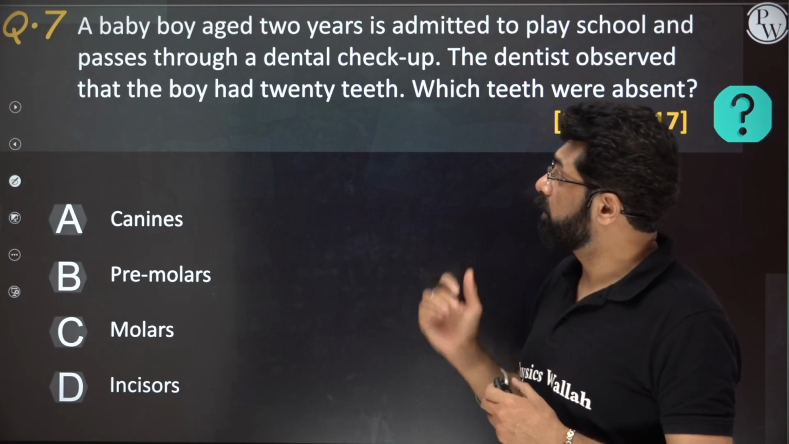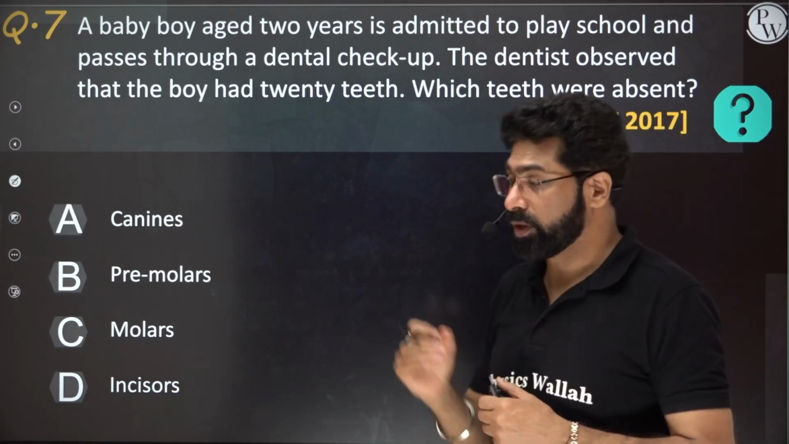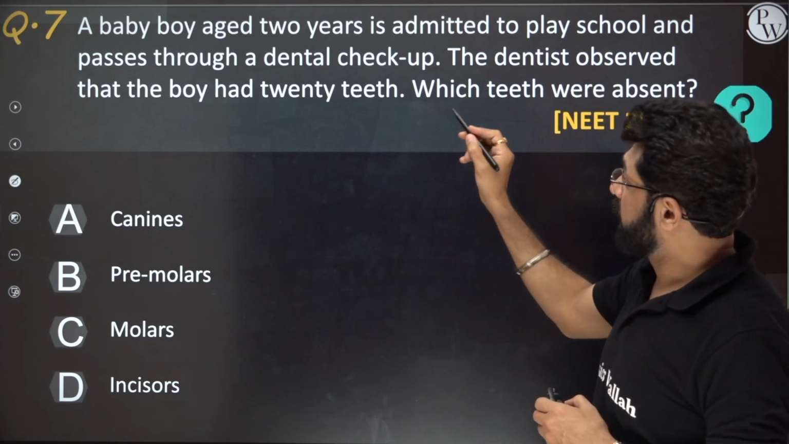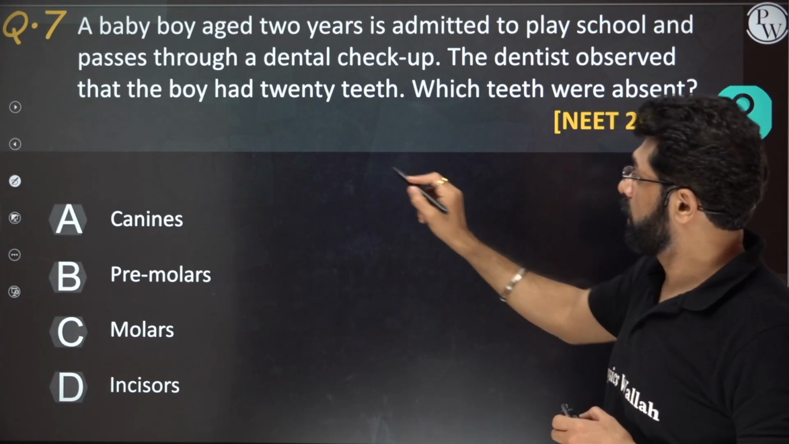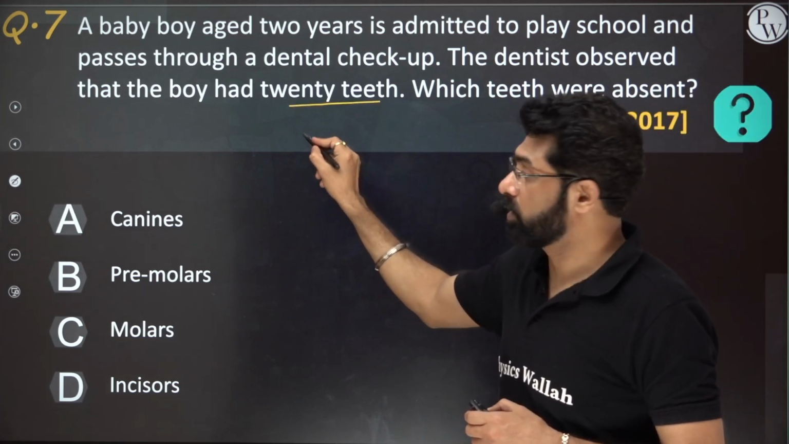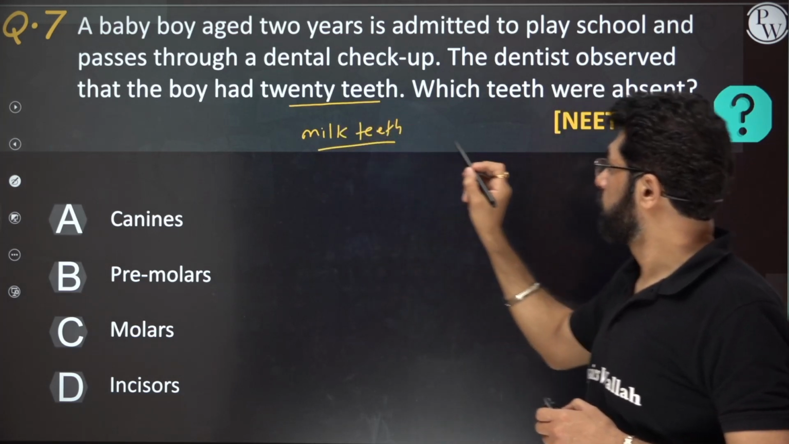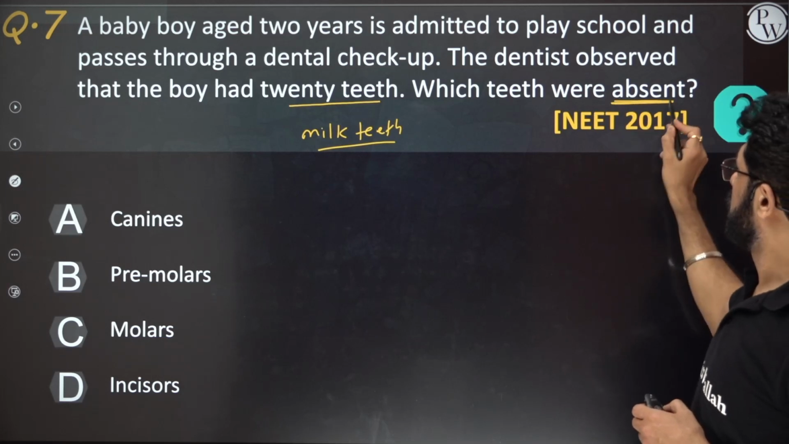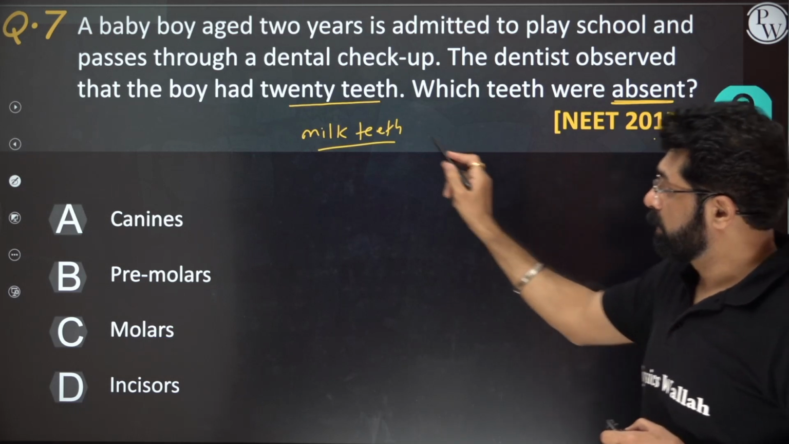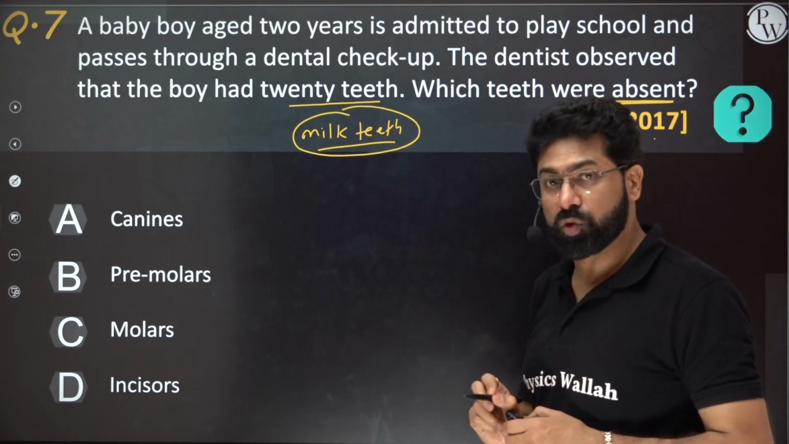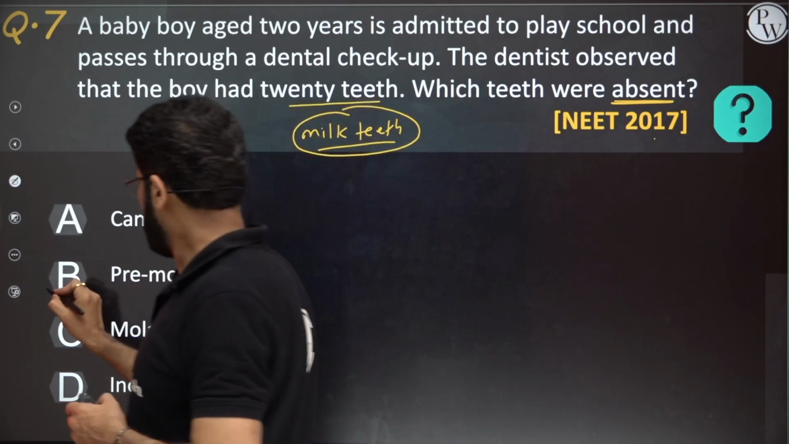Okay. A baby boy aged 2 years is admitted to play school and passes through a dental checkup. The dentist observed that the boy had 20 teeth. That means milk teeth were present. So, milk teeth are 20 only. Which teeth were absent in the boy? This was asked in NEET 2017. Obviously, milk teeth never have premolars. So, premolars are absent in milk teeth dentition. So, you go for premolars.